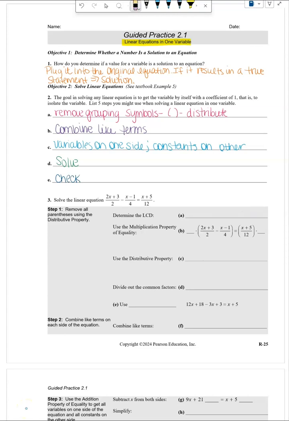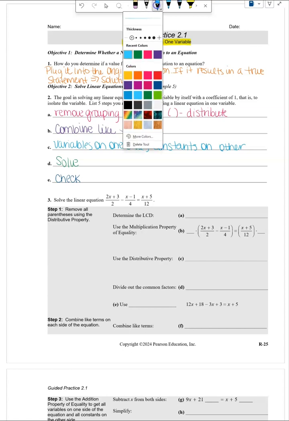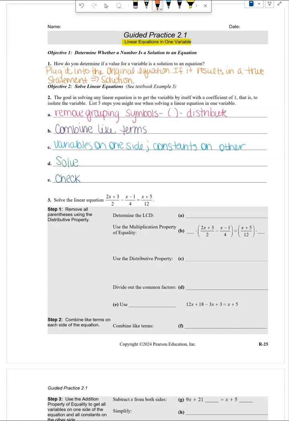Okay, now we're going to solve this linear equation. You can notice that it's rational, a fraction, so the first thing that we need to do is find our least common denominator. To do that, we are going to write each denominator in prime factored form. So we're going to have 12, 4, and 2.